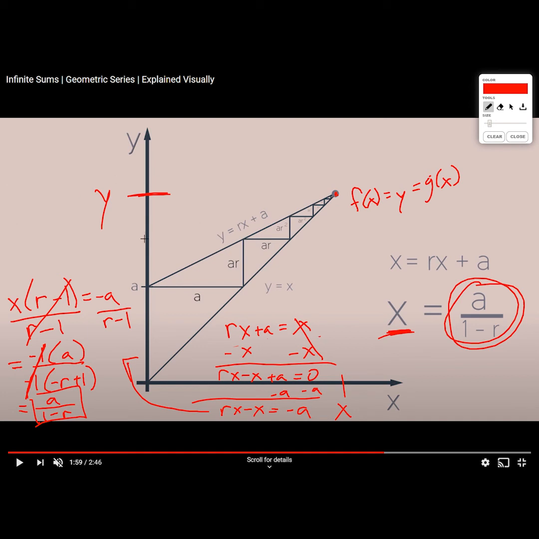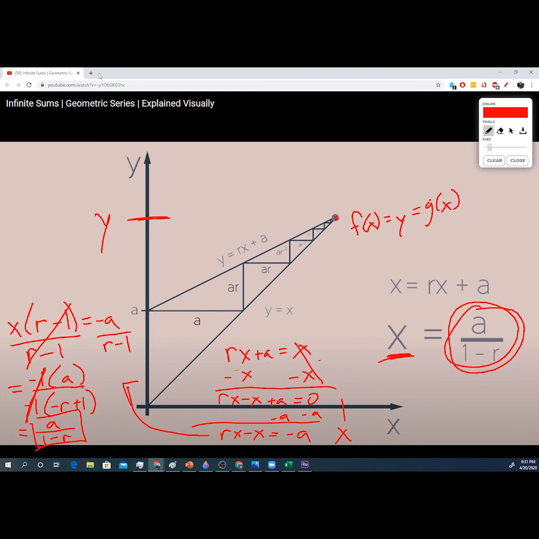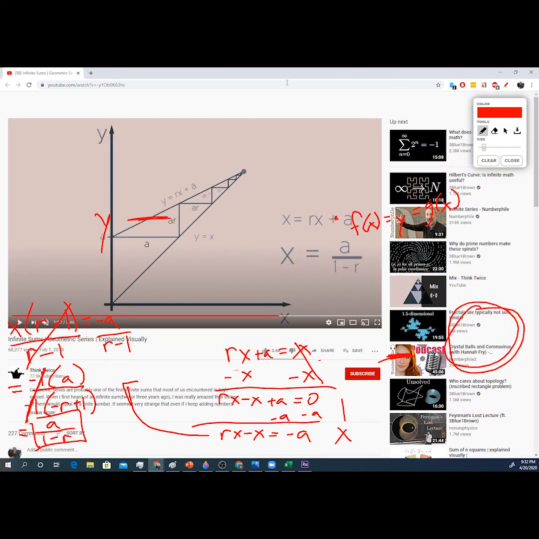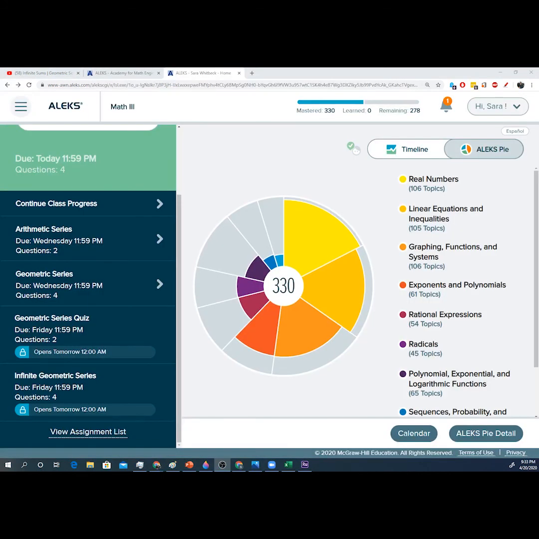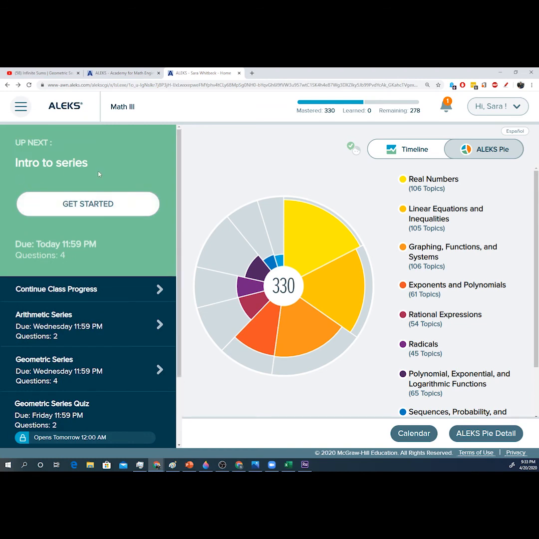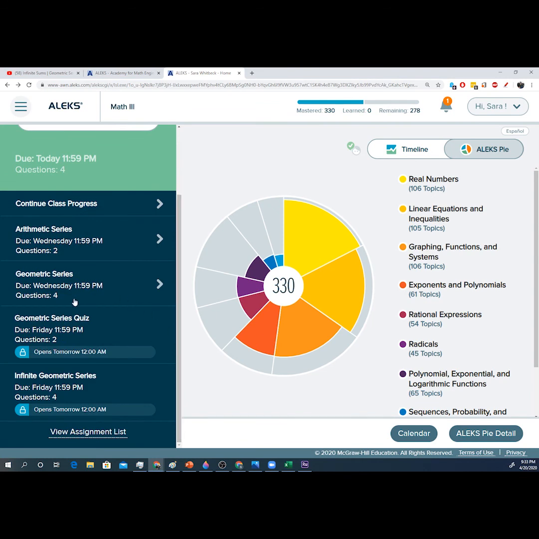Alright, so let's say that I want to move into your homework. Now, for your homework, hopefully by now you've figured out how to get to it, but if you haven't, you're going to log into ALEKS, and it's going to take you to a screen like this, and over here on the left-hand side, you're going to see all of your upcoming work. It will have you focus in on the next thing that's due, but I would say just go ahead and knock all these out. They're pretty easy assignments.